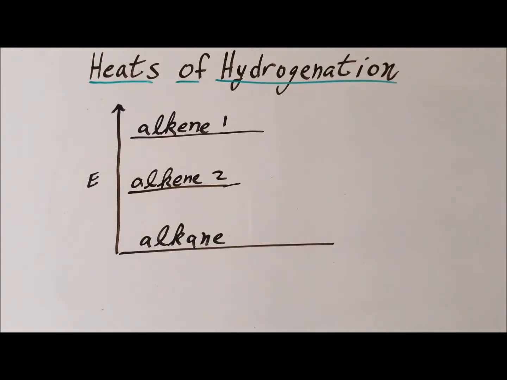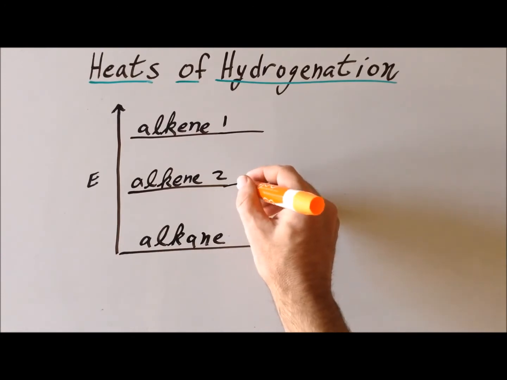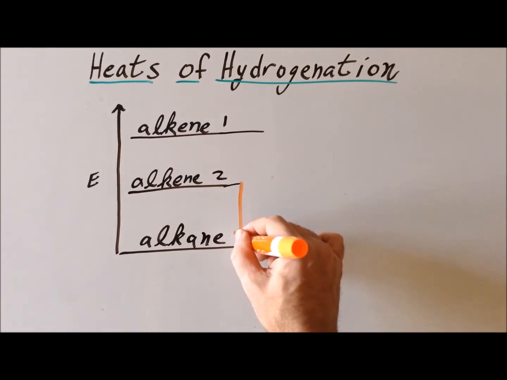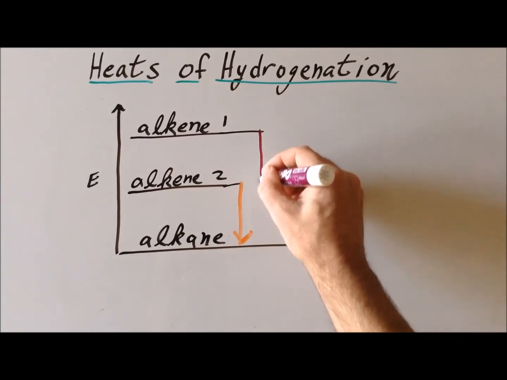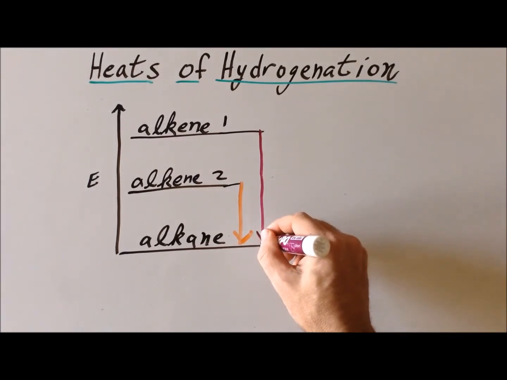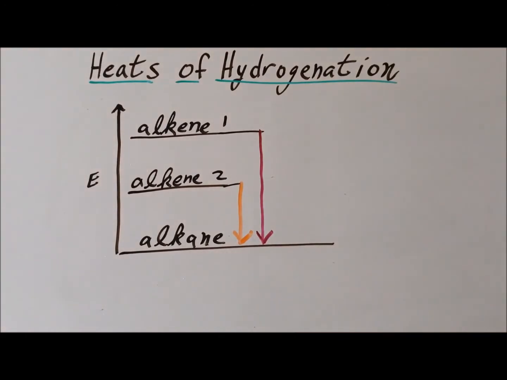Then the heat of hydrogenation is approximately equal to, subtracting the energy of H2 itself, the distance in energy between the alkene and the alkane. So for example, the heat of hydrogenation of alkene number 2 parallels the distance in energy between alkene number 2 and the alkane. Similarly, for alkene number 1, the heat of hydrogenation is linearly related to this distance, the distance in energy between alkene number 1 and the alkane.